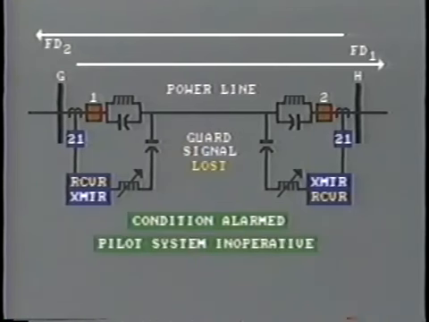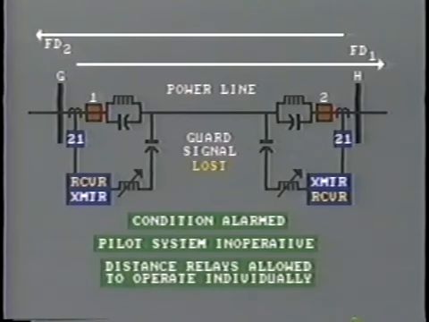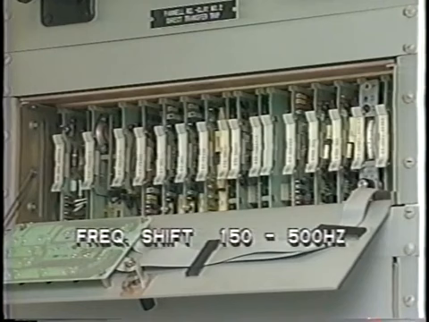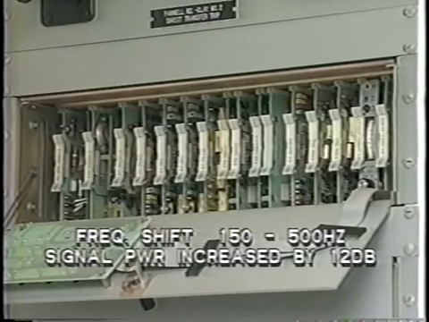While this is being done, the pilot relay system will be inoperative, but the distance relays will still be allowed to operate individually. Where the signals are transmitted by an audio tone system, the operation is similar. The shift in frequency is within the range of 150 to 500 hertz, and the signal power is increased by 12 dB.